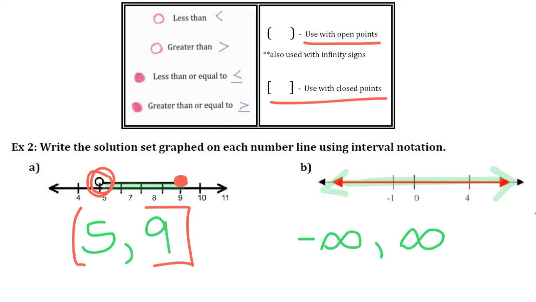And then I do need to decide, remember we said parentheses or brackets, depending on if you're going to count the point, not count the point. Infinity is a special case. And since it's not truly a number, we're not going to have a closed point. It counts as an open point or a parenthesis. So all infinity symbols, whether it's negative or positive, will automatically have a parenthesis. And there's your interval notation for example B.